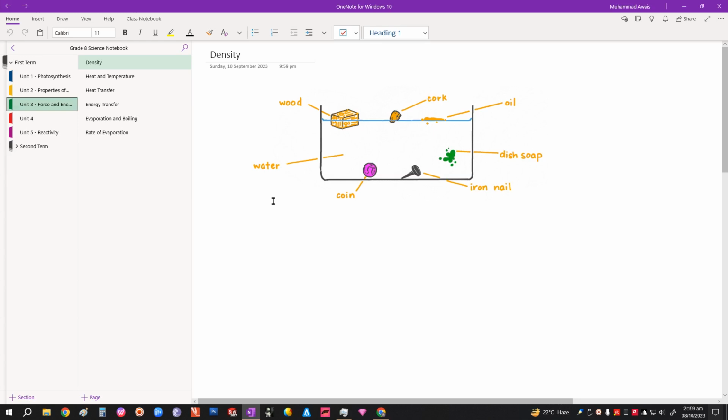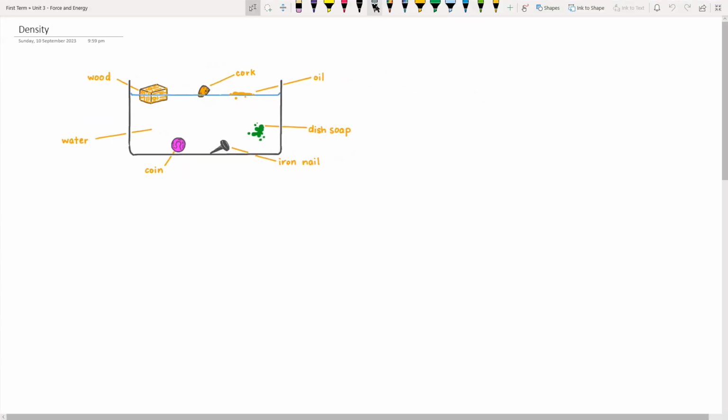Hello kids, today we are going to be discussing Unit 3 for Grade 8 Science, which is Force and Energy. In that chapter we have the first subtopic, which is density. So let's discuss what density is.